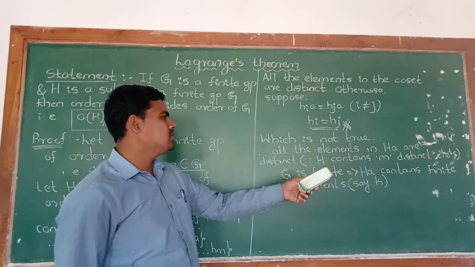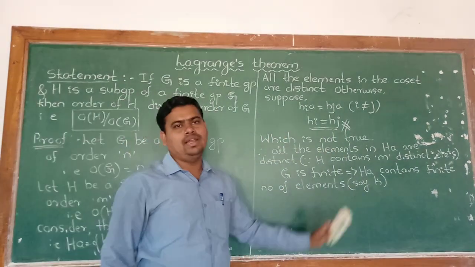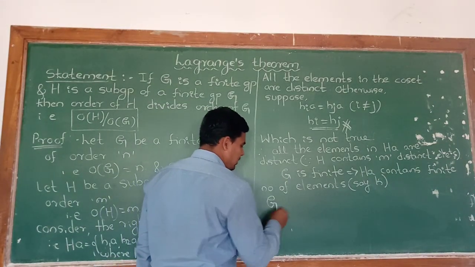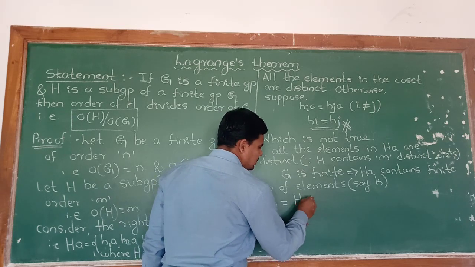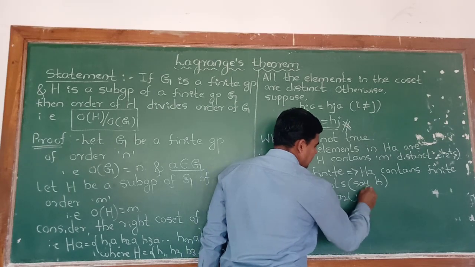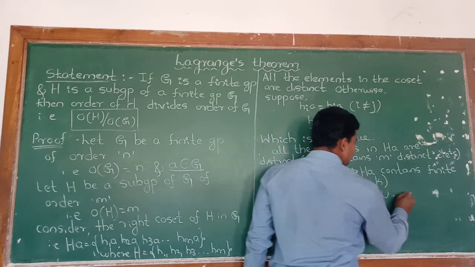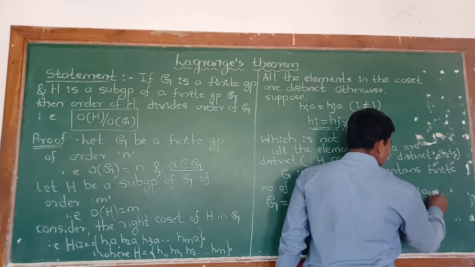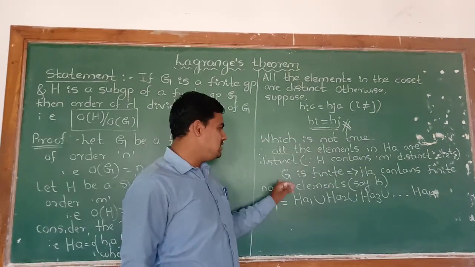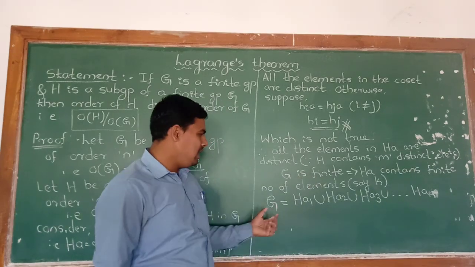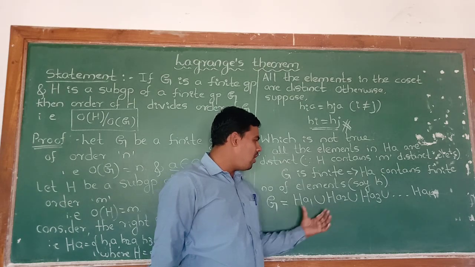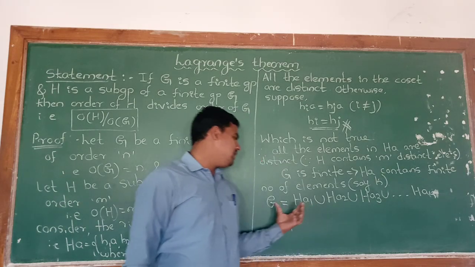HA contains a finite number of elements. Then this G should be equal to Ha1 union Ha2 union Ha3 and so on up to Hak. If Ha contains k number of elements and G contains n number of elements, then the union of all the right cosets of H in G is equal to G.